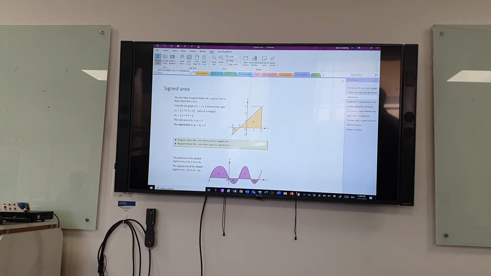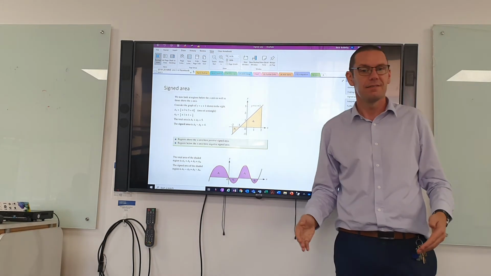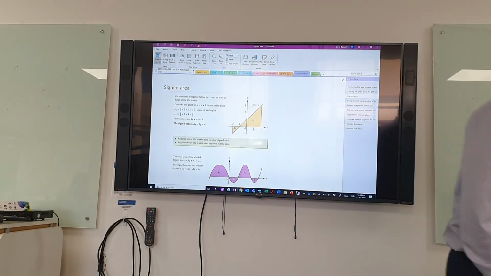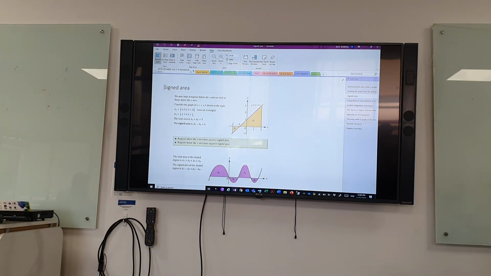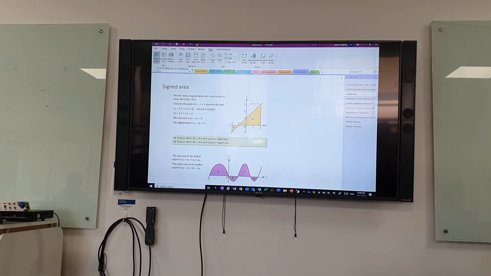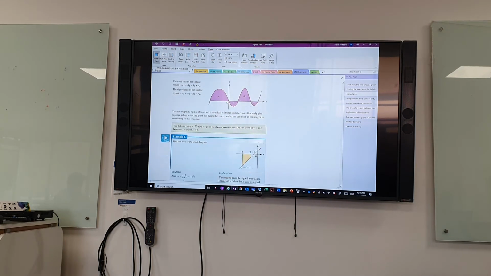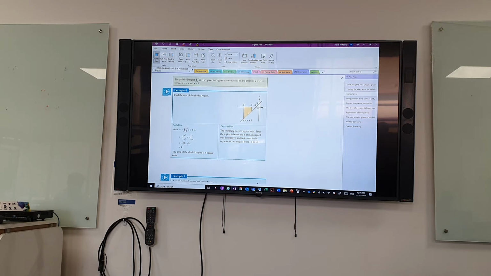When it's above, it is positive, and when it's at the bottom, it's negative. There we go. Should we move on to the end? So that's it. We've just done signed area in 20 seconds. Basically, when it's above, it's positive. When it's below, it's negative. Just did it. Done that whole chapter. So let me just show you a couple of things though.